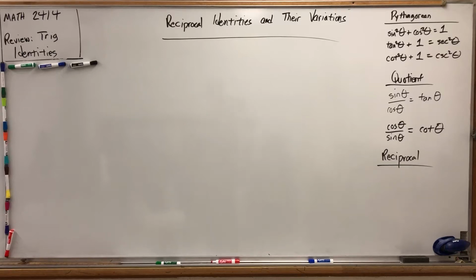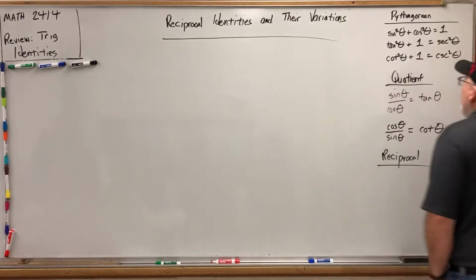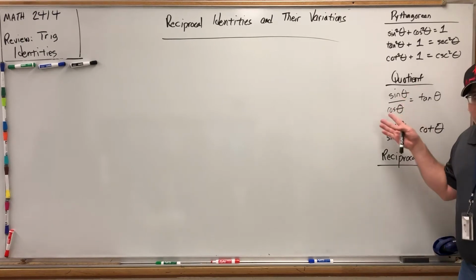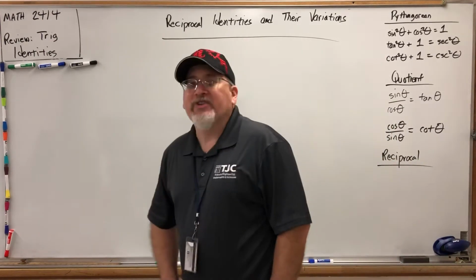Math 2414, review, trig identities, reciprocal identities and their variations. So far in this series of videos, we've unearthed 3 Pythagorean identities and 2 quotient identities. As I mentioned in the previous video about quotient identities, there exist more of them. Identities where the ratio of 2 trig functions simplifies to a third trig function. I invited you to try to find some of your own.